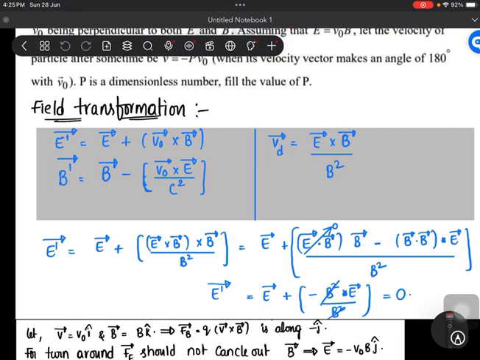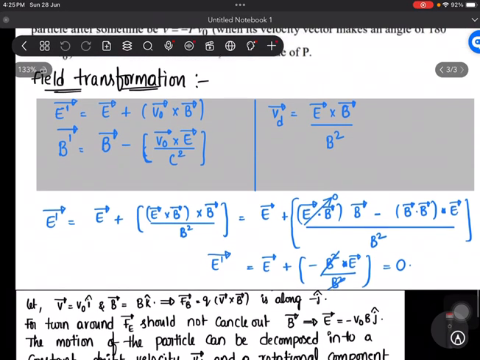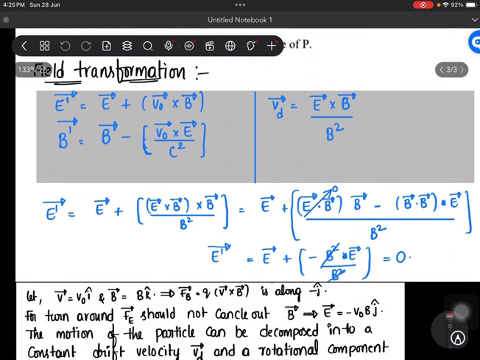Now I am specifically discussing this question where they have given that the fields are mutually perpendicular to each other. So if E bar and B bar are perpendicular to each other, then their dot product will become 0. So this you can neglect. Then B bar dot B bar is going to be equal to B square. So this B square gets cancelled out. Then you can see what is happening when the frame is moving with that particular velocity: the electric field in that frame is becoming 0. So why do we have to concentrate on this frame?